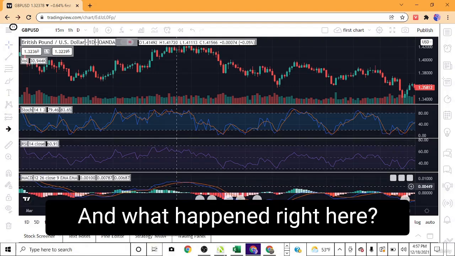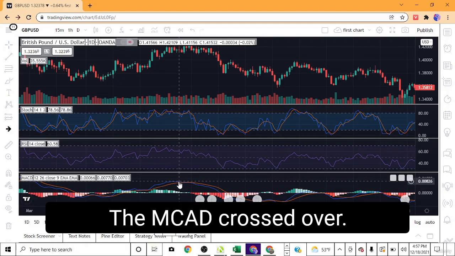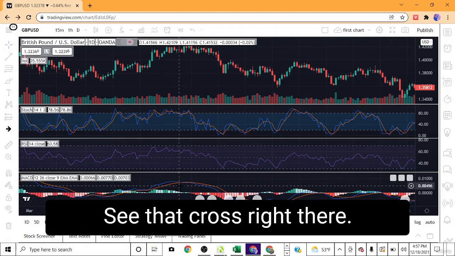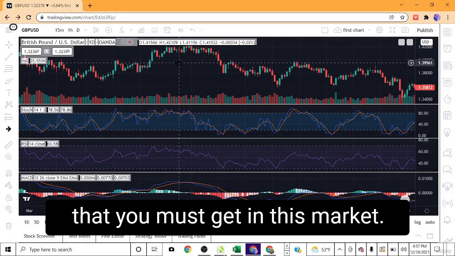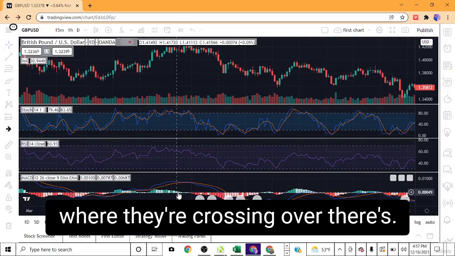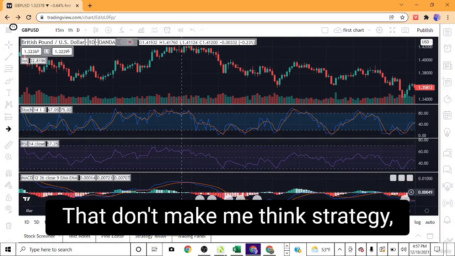And what happened right here? Oh, the MACD crossed over. See that cross right there? That was a strong indicator right there that you must get in this market. These are all lining up where they're crossing over. There's that don't make me think strategy.